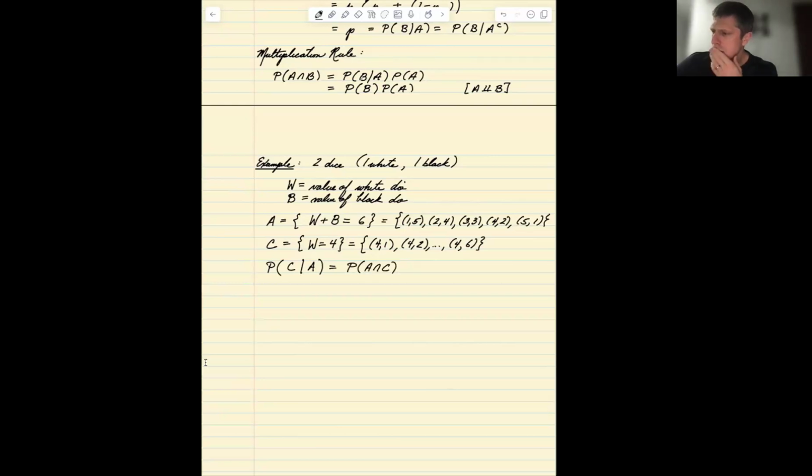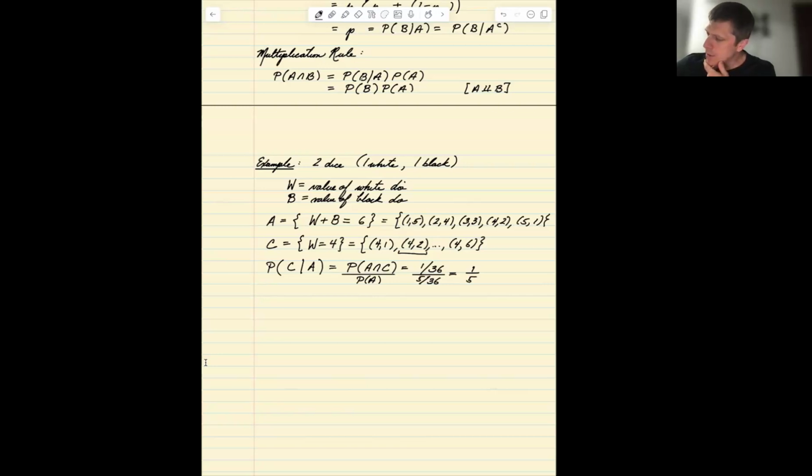Okay. Well, how many ways are there for both A and C to occur? Well, there's only one. It has to be (4,2). So the probability is a 1 in 36 chance, divided by the probability of A. We already know that the probability of rolling a 6 is 5/36. So this conditional probability is 1/5.